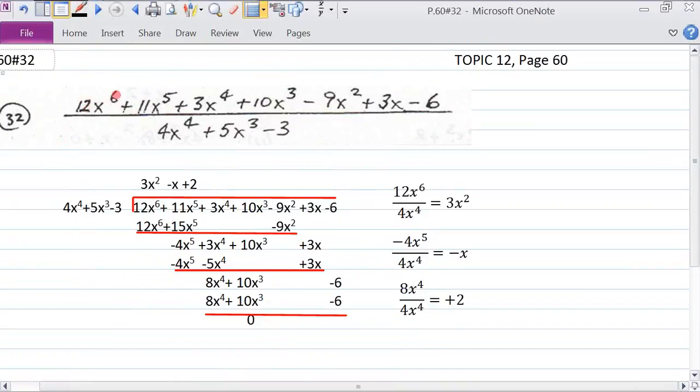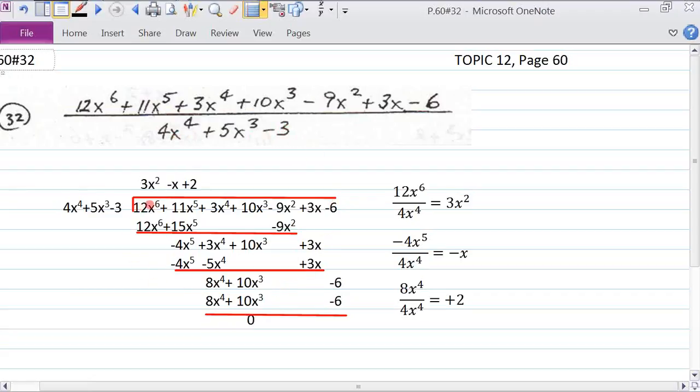Here we have 12x to the 6th, minus 11x to the 5th, plus 3x to the 4th, plus 10x cubed, minus 9x squared, plus 3x, minus 6. So we've got descending powers, 6, 5, 4, 3, 2, 1, 0. And over here we have 4x to the 4th, plus 5x cubed, minus 3. So this is written in descending powers of x.